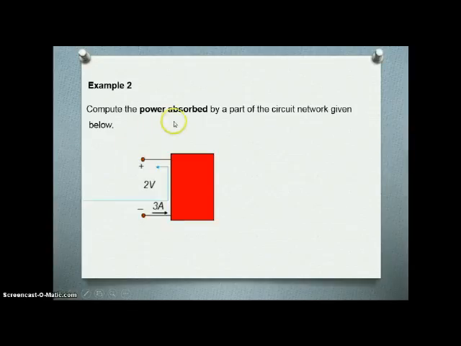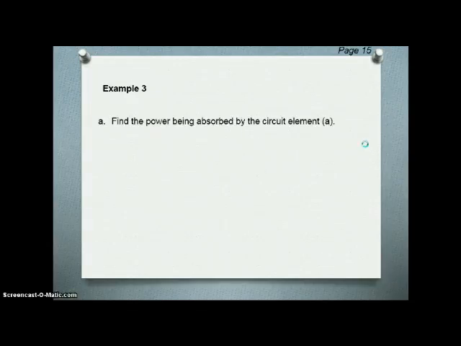Now look, the question is to calculate power absorbed. But what is the current? The current is actually going out, which is opposite to the definition of power absorbed. So whenever you find this situation, where the question and the actual situation are opposite, you need to put a negative sign in the equation. So power absorbed in this example is minus V multiplied by I, that is equal to minus 6 watts. So hope you understood the calculation.